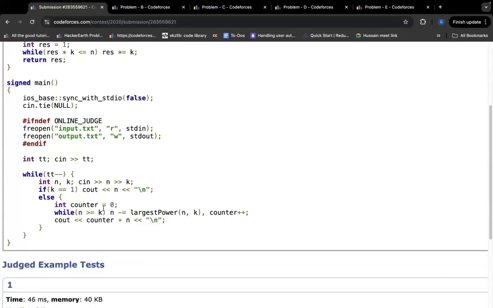People are asking why we won't use the largest power via floor of log n to base k. It might work, but the thing is, there might be precision issues. You might have used the log function in C++, and that is why it might have caused precision issues. Okay?